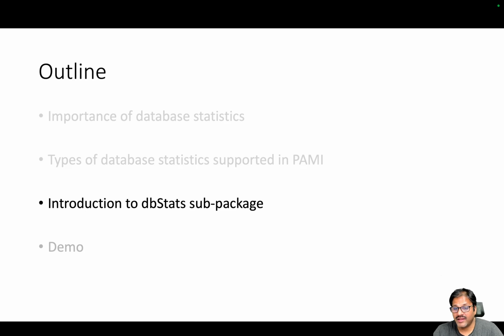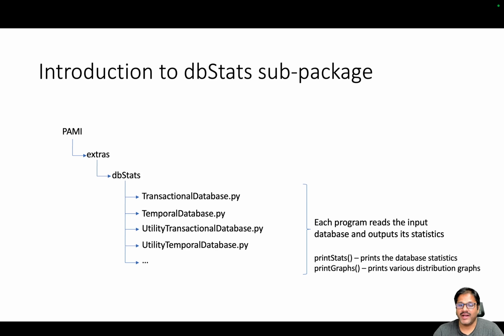So how do we extract these statistics using the PAMI library? You have to use the dbstats subpackage that is available in PAMI. Anyone can call this package using PAMI.extras.dbstats. In this subpackage, we have several algorithms. For example, transactionalDatabase.py. This program will take a transactional database as input and print all the statistics of it.